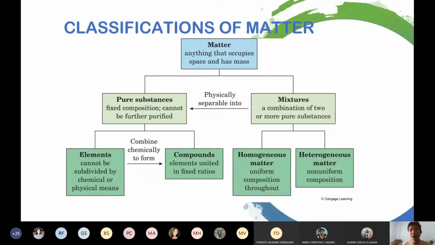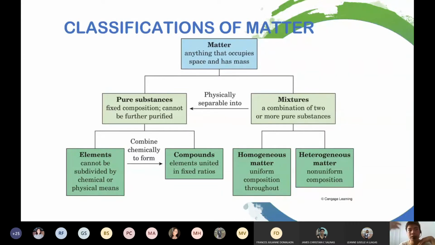But that's the simplest. We cannot divide that further, because if we divide our atom, explosion is ensured. That's nuclear fission. And we can combine those elements to form chemical compounds. For example, to produce carbon dioxide, you combine carbon and two oxygen atoms, so they will form a compound.